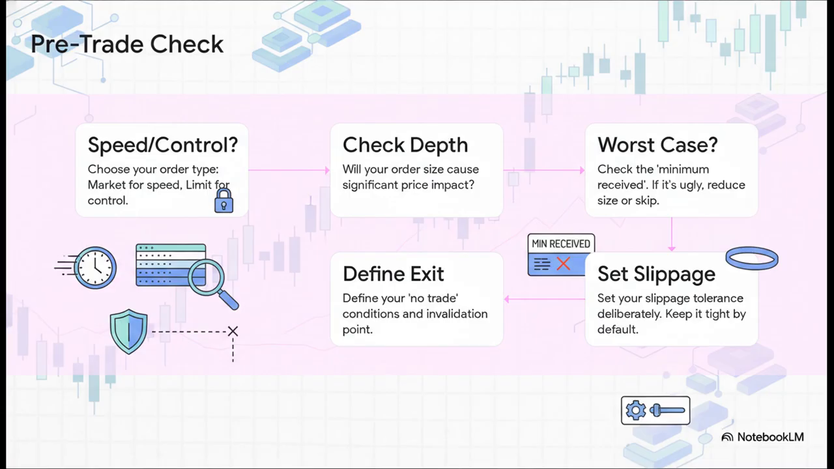Two, glance at the order book. Is my size going to cause a major ripple? Three, look at your worst case scenario. On a DEX, this is your minimum received. Does that number make you feel a little sick? Then maybe walk away. Four, set your slippage on purpose. Don't just use the default. And five, and this is the big one, define where you're wrong before you get in. This little checklist won't guarantee a winning trade, but it will absolutely prevent a lot of self-inflicted wounds.